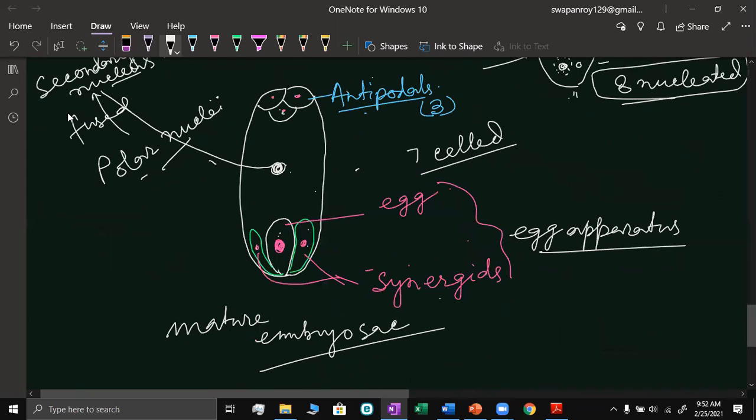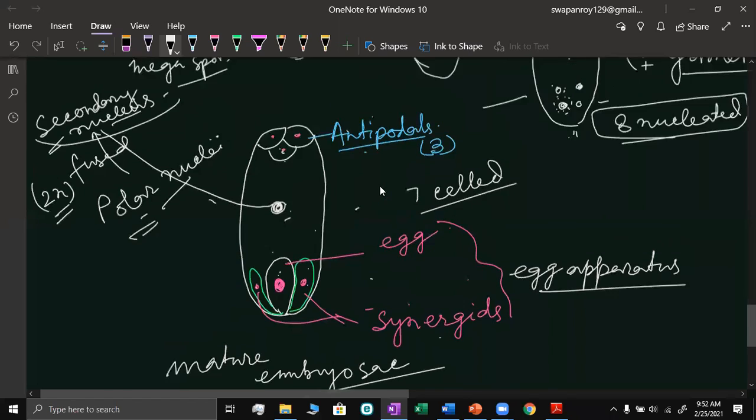But this secondary nucleus is the product of fusion of 2 polar nuclei. So this one is diploid, 2n. Okay, clear? Each polar nucleus is haploid, but when they fuse, their fusion product is the secondary nucleus, and it is diploid in nature.